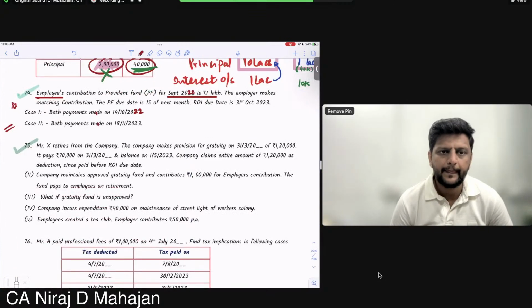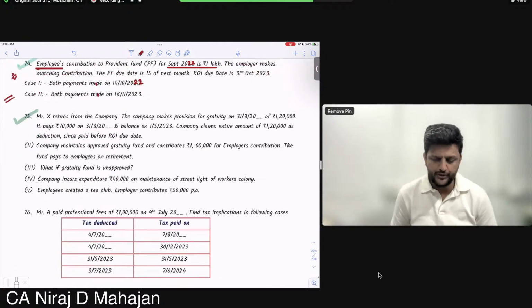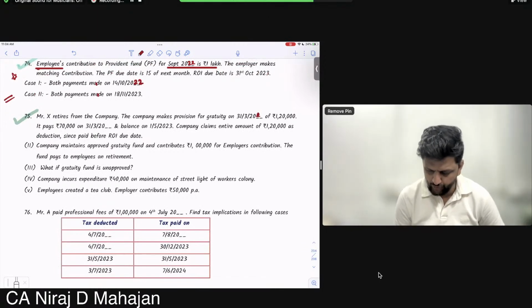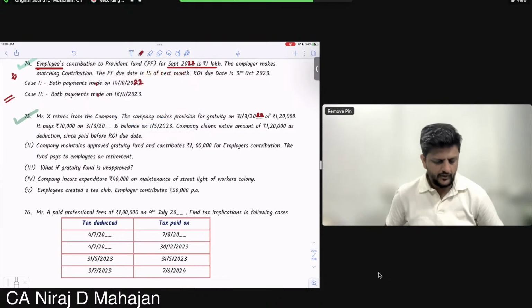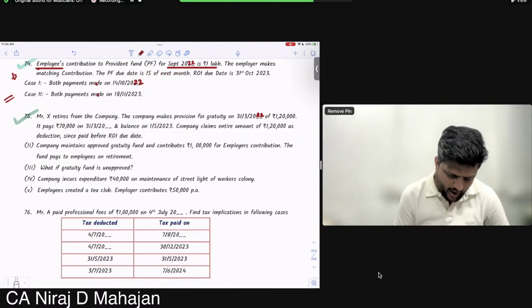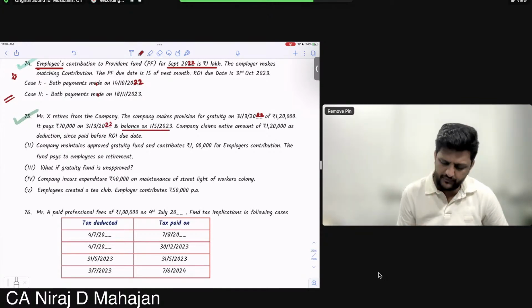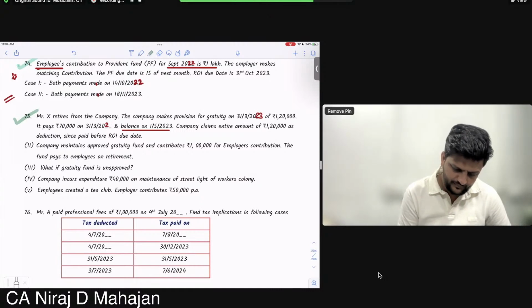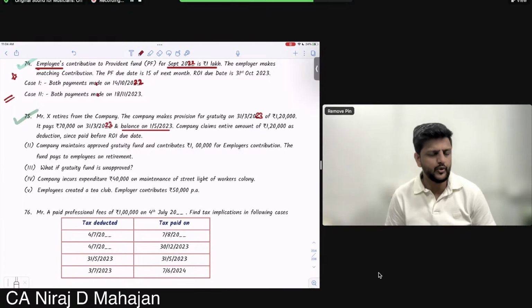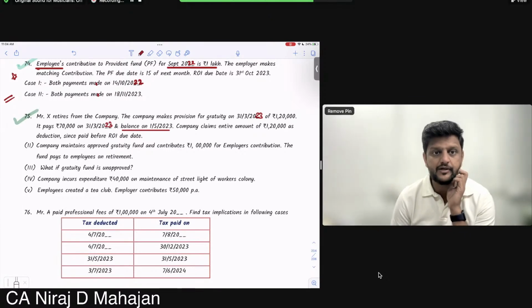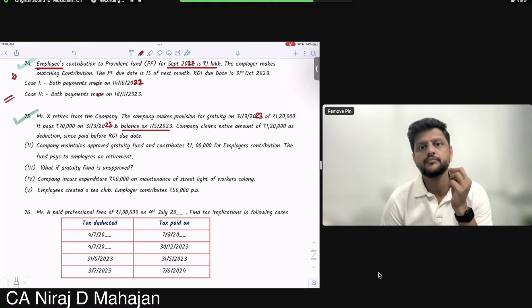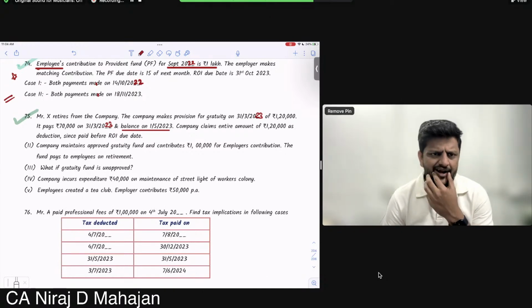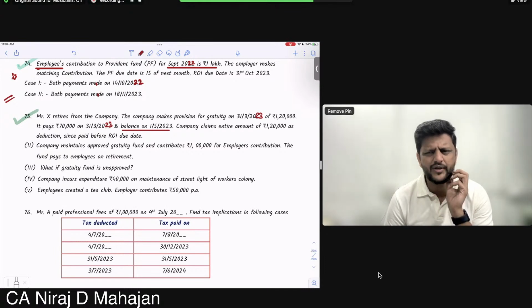Mr. X retires from the company. The company makes provision for gratuity as on 31st March 22 of rupees 1,20,000. The company pays 70,000 on 31st March 22 and balance on 1st May 23. Oh, sorry, my mistake. Year end, na? 31st March 23. My head is not working today. So same day provision and same day payment. Provision of 120 but paid 70 and remaining 50,000 paid on 1st May 23. Company claims entire rupees 1,20,000 as deduction since it is paid before ROI due date.